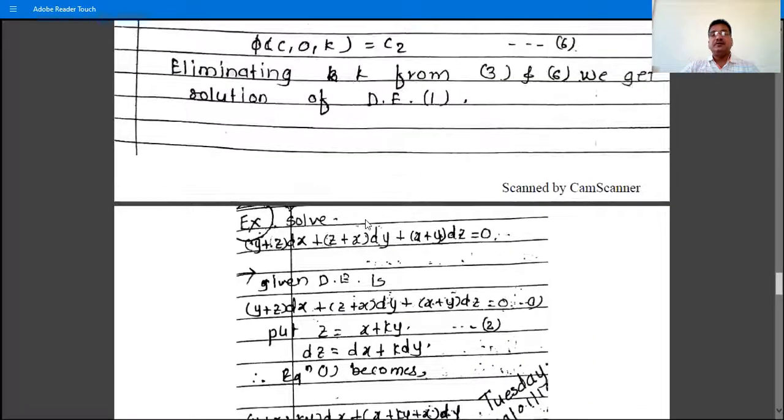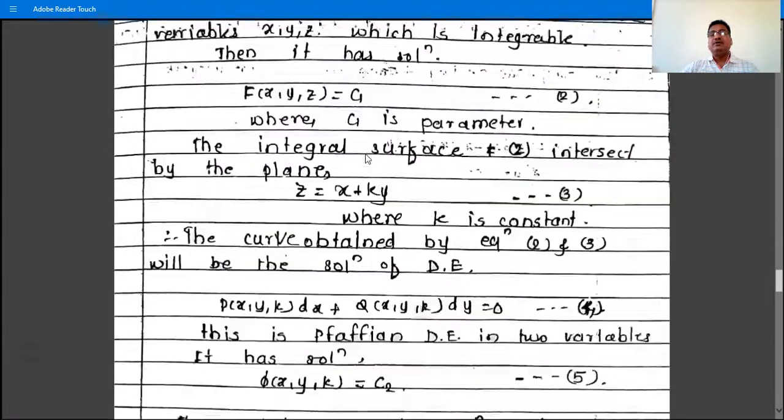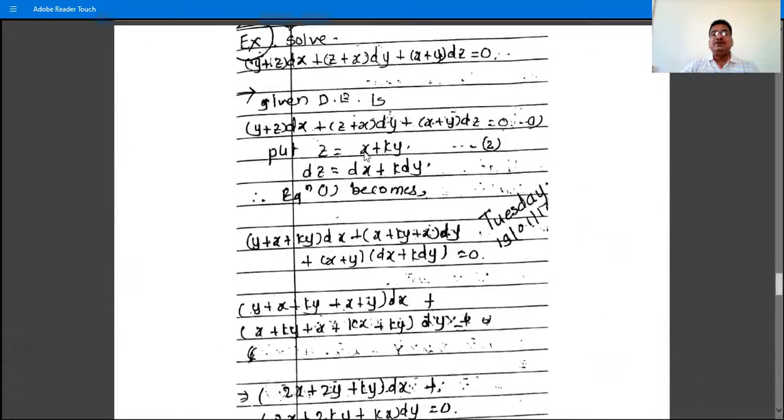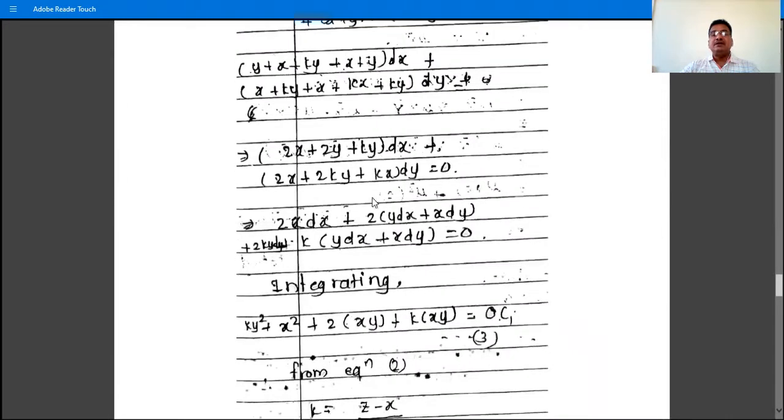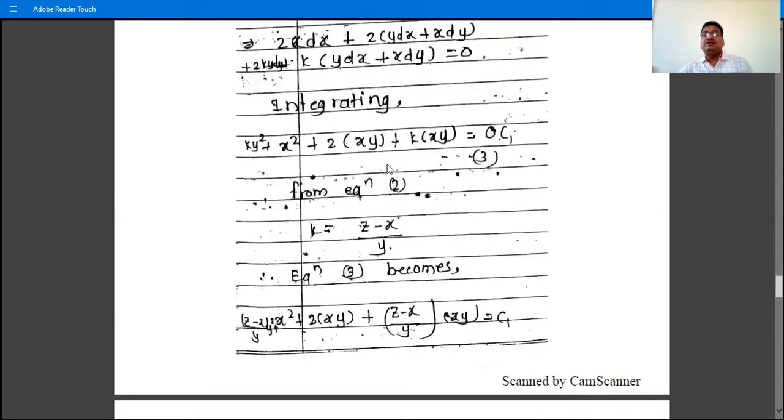So this is the procedure to obtain the solution of a Pfaffian differential equation by reducing it to an ordinary differential equation. That is, substitute z as x plus ky, which means dz is dx plus k dy. So the equation reduces to this form: some function of x, y, k into dx plus some function of x, y, k into dy is equal to 0. That is, it reduces to a two-variable Pfaffian differential equation, and it is always integrable. So integrate that equation, that is, find the solution of that equation, suppose it is equation number 3, then substitute k as (z minus x) by y in equation number 3, and we get the solution.